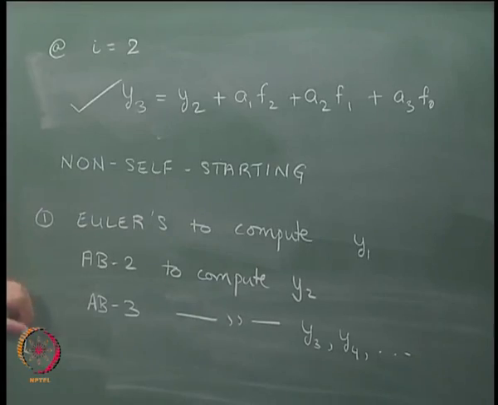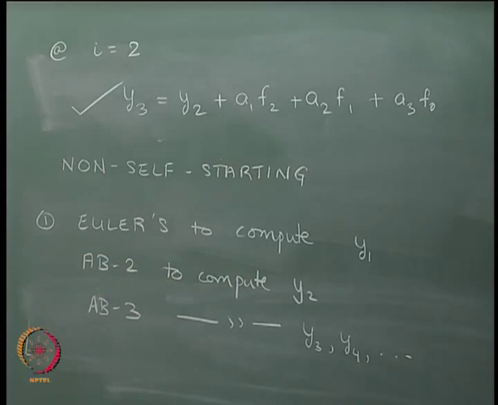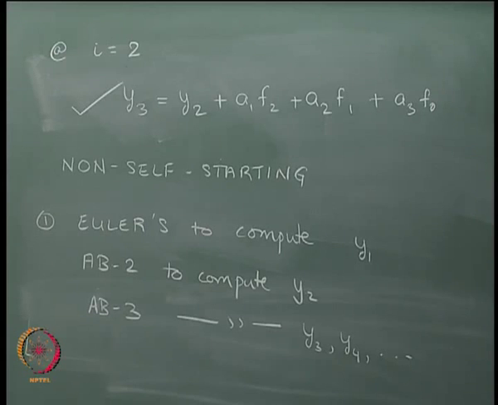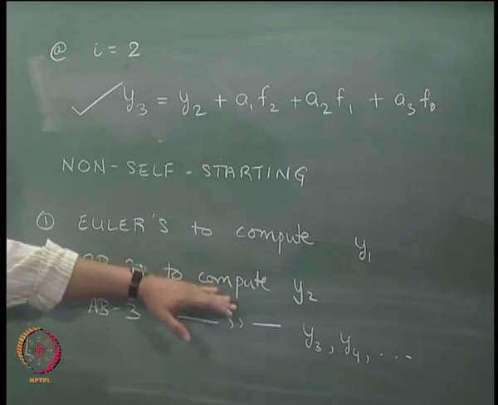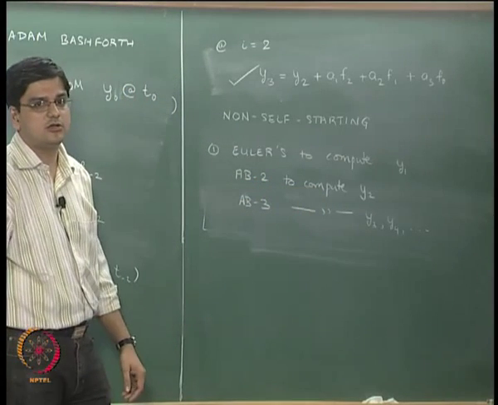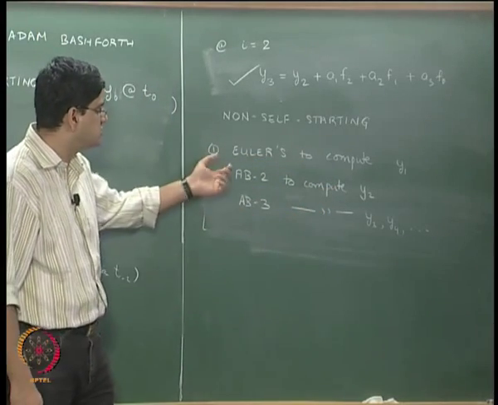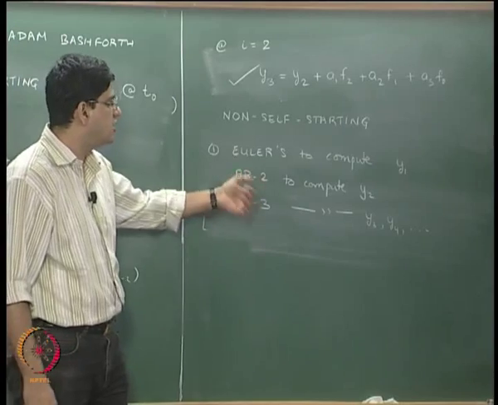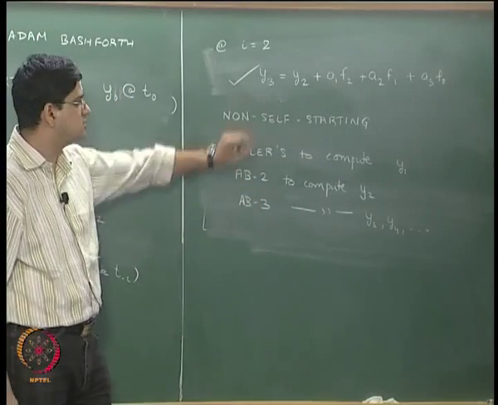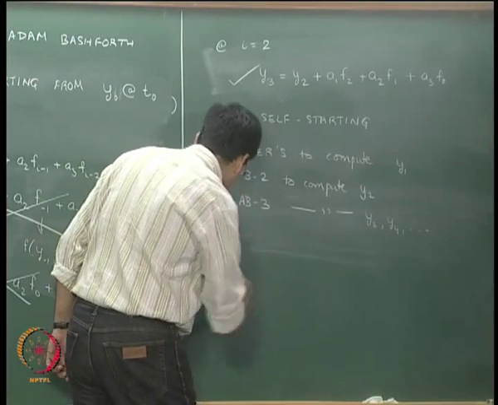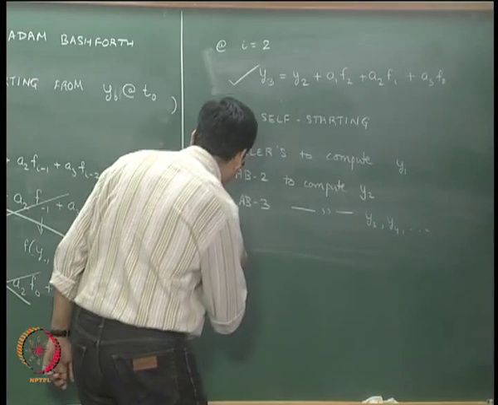Now the problem with this is the Euler's method is h squared accurate, Adam-Bashforth second order method is h cubed accurate. So we are losing on the accuracy. So these are again the local truncation errors. We are losing on the accuracy by using the less accurate methods in order to start this particular system. The second possibility is to use the self starting methods such as the Runge-Kutta method.